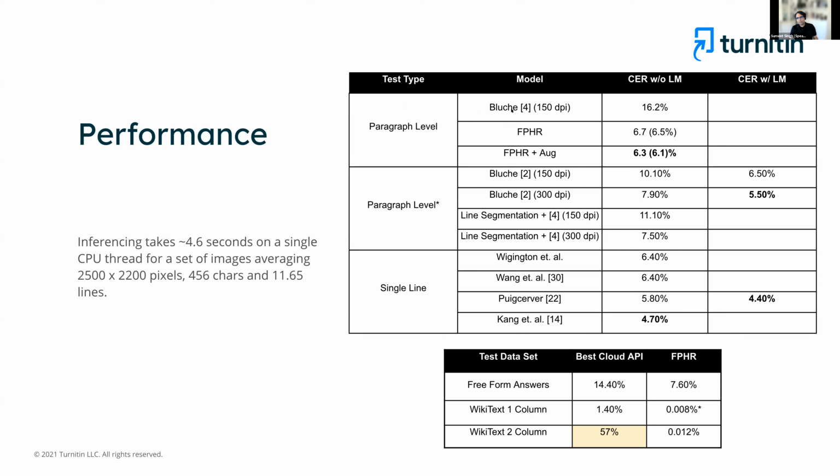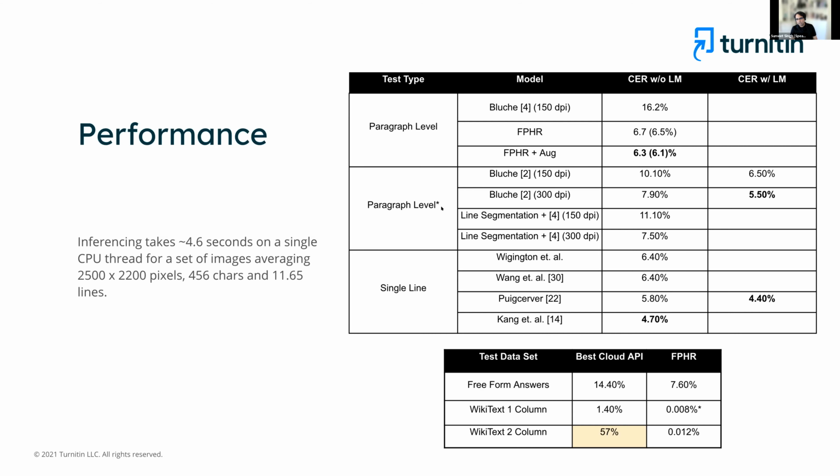And if you take the models which try to be full page HDR models, unconstrained, multi-paragraph, multi-region like ours, then there is only one model that actually attempts that, and that's Blue's model, which has 16.2%. Ours is 6.3%.